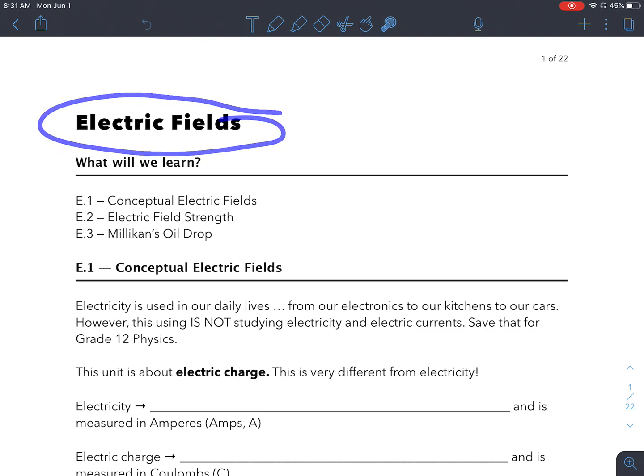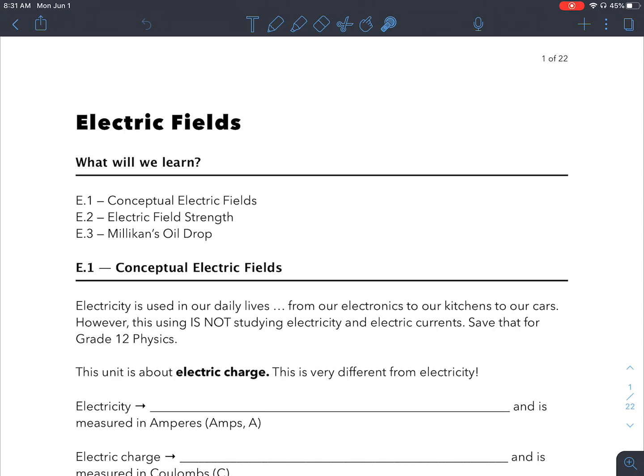Electric fields. Welcome to the new unit. It's not anything too crazy, kind of a short unit, but there is a little bit more math in here, a little bit more involved. And some of these concepts are a little bit weird because when I say electric field, I'm not sure what some of you think, but it's something that you don't really see often, right?